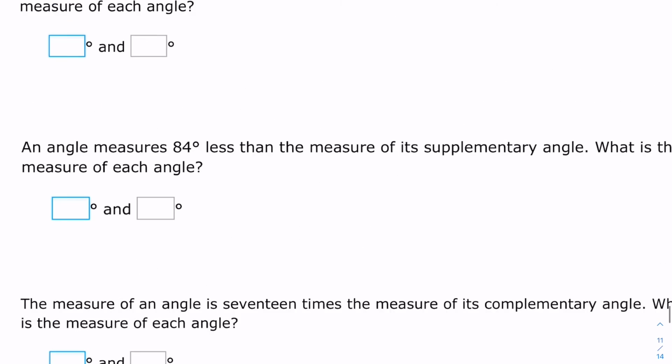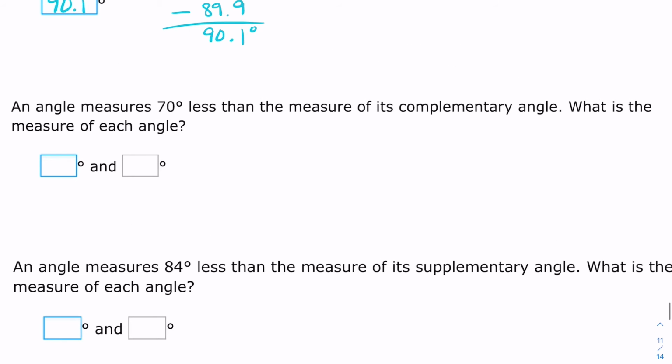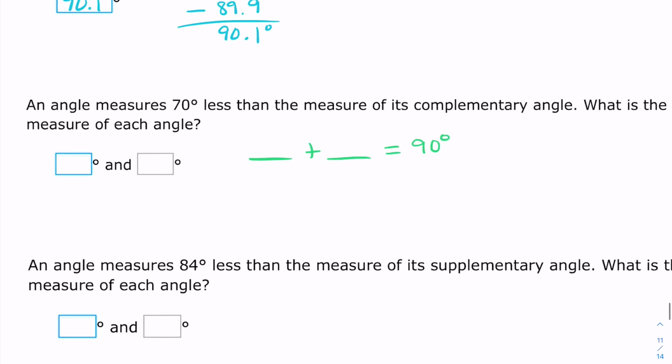Okay, these last ones, these are like when you get into the 80 and 90 range. So they're a little bit difficult, but it's okay. It gives us a little bit of a word problem. It says, an angle measures 70 degrees less than the measure of its complementary angle. What is the measure of each angle? Well, complementary angles are two angles that when added together equal 90 degrees. But it says that one of the angles is 70 less than the measure of its complementary angle.